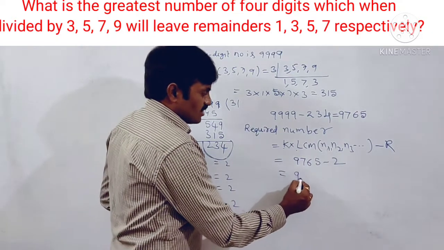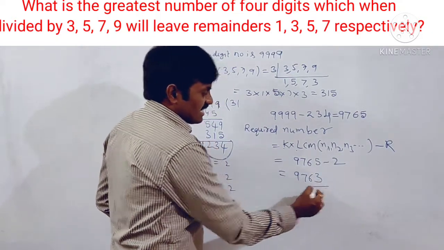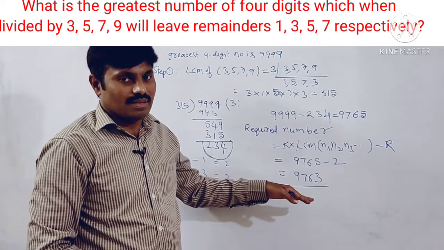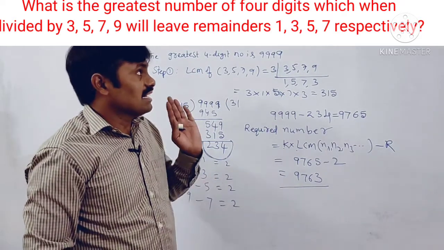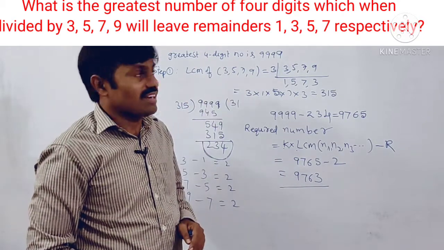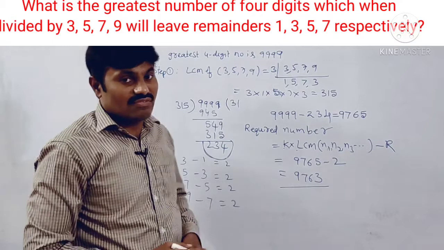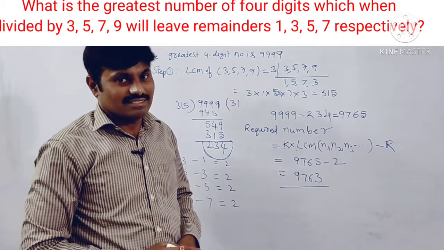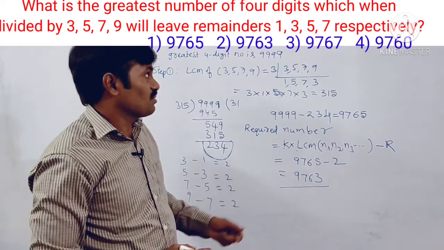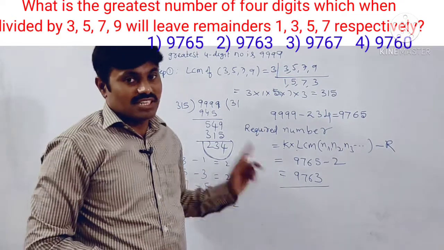That is 9763. This is the required largest 4-digit number which, when divided by 3, 5, 7, 9, leaves the remainders 1, 3, 5, 7 respectively. Okay, clear? This is our final answer. Which option is correct now? Yes, the second option is correct.